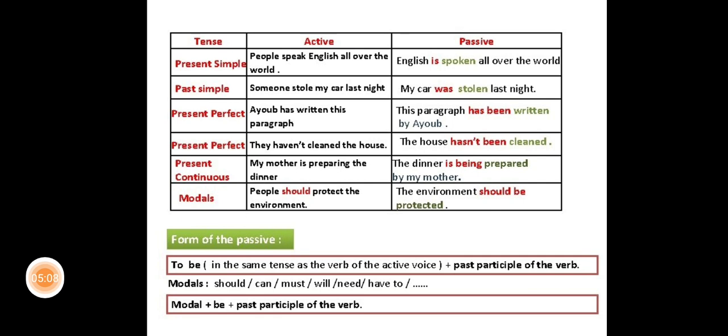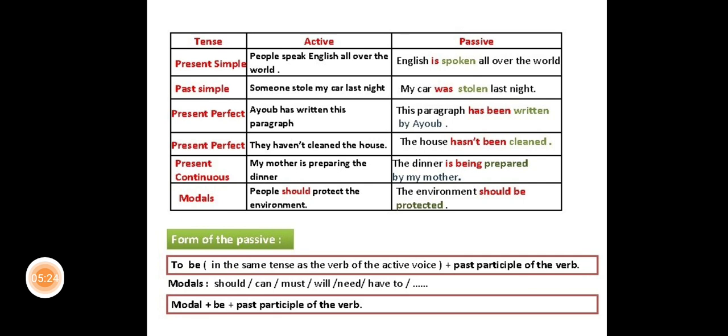If it is really important to mention, or if we know later that Ayub was the one who did this, we can just mention by Ayub. We add the word by, and then we add the agent. What is the agent? It is the subject.